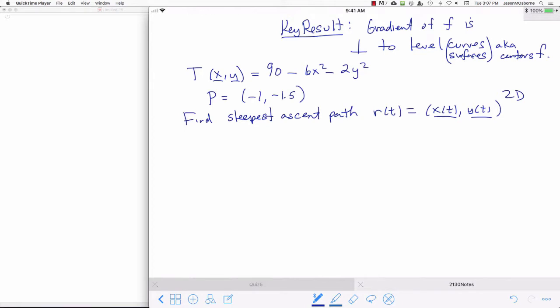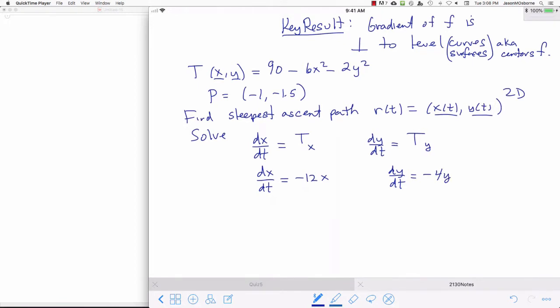So what we need to do is solve the equations dx/dt equal to the partial derivative with respect to x of the temperature function, and dy/dt equal to the derivative of the temperature function with respect to y. Which leads us to solving the differential equations dx/dt equals -12x, and dy/dt equals -4y.